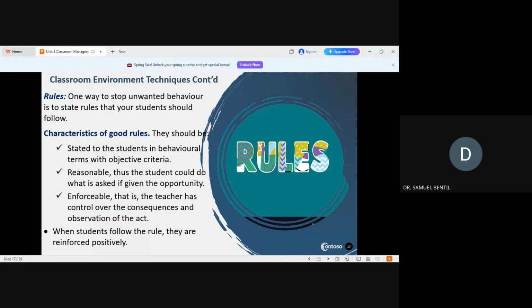It should be reasonable, that is, the student could do what is asked if given the opportunity. Enforceable, that is, the teacher has control over the consequence and observation of the act. And when students follow the rule, they are reinforced positively. So at times, you hear teachers saying, if you continue talking, if I catch you again, I will slap you. Are you sure you can slap your student? So any rule that you think you cannot enforce and it doesn't make sense is not a good rule.